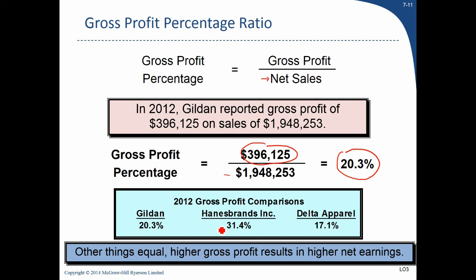And so this just gives a sense of how costly is our inventory. Hanes Brands has a very high gross profit. Delta Apparel has a lower gross profit. So either their cost of sales is too high, or their selling price is too low, or it's a mix of both.